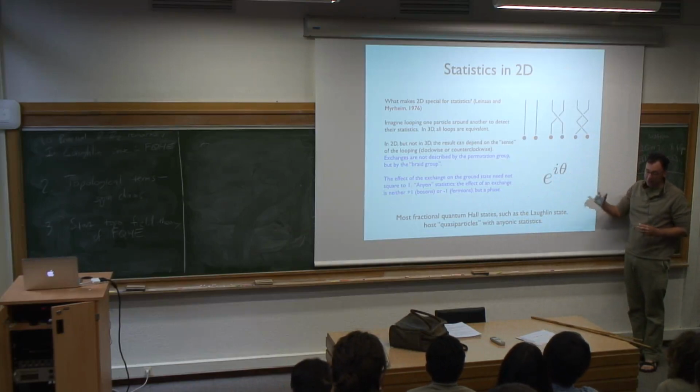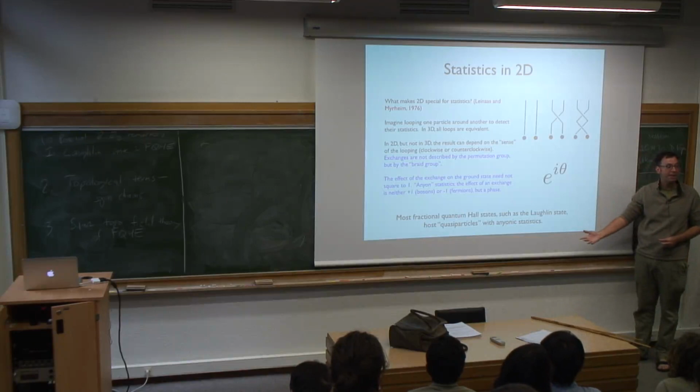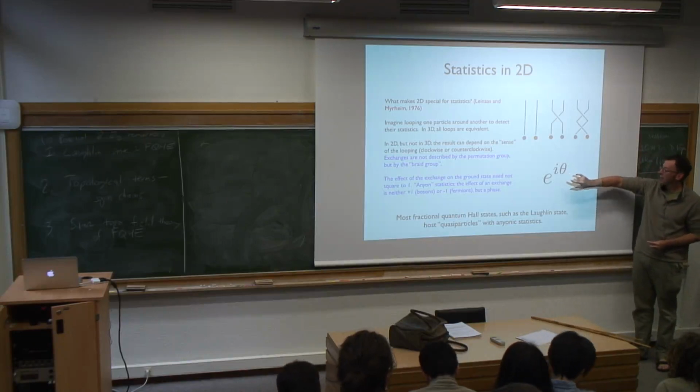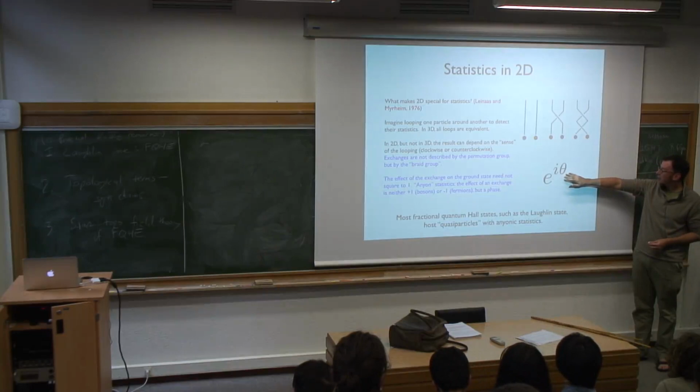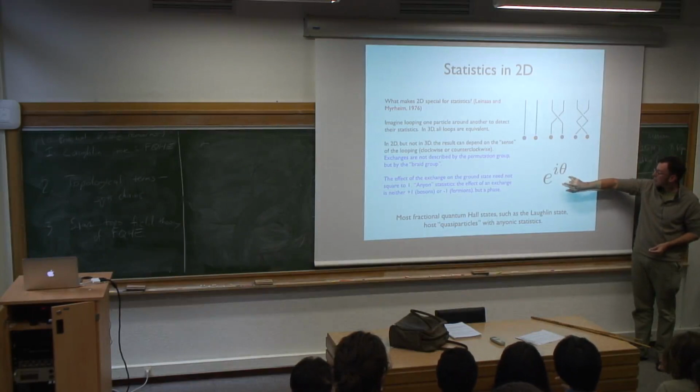There's only one state, so when I do the exchange, I have to come back to the same state, but I might have picked up a phase. There's now no reason why that phase has to be +1 or -1. It could be something like e to the i theta. Theta for the quasi-particles in the Laughlin state is 2 pi over 3, basically 1/3 of a fermion. So, which kind of makes sense given what we said about fractional charge.